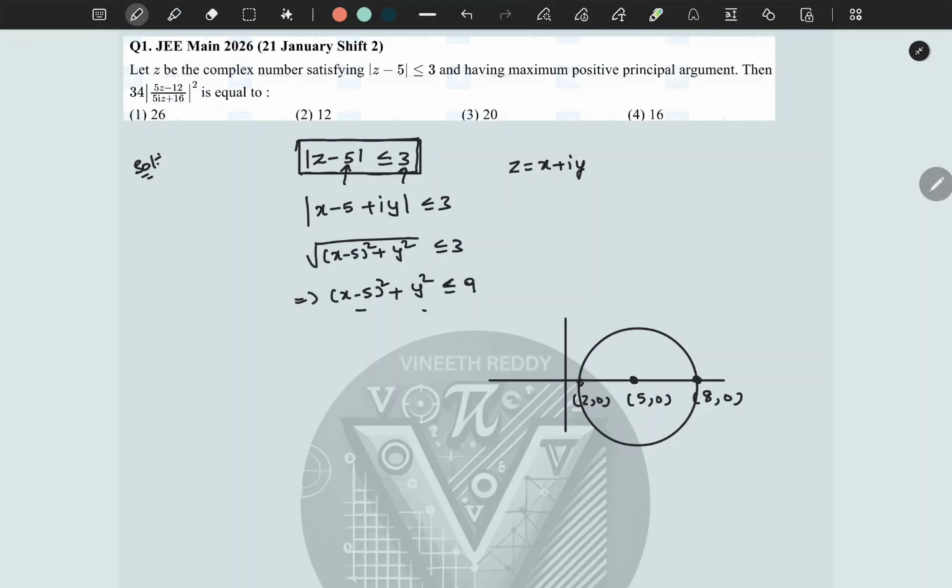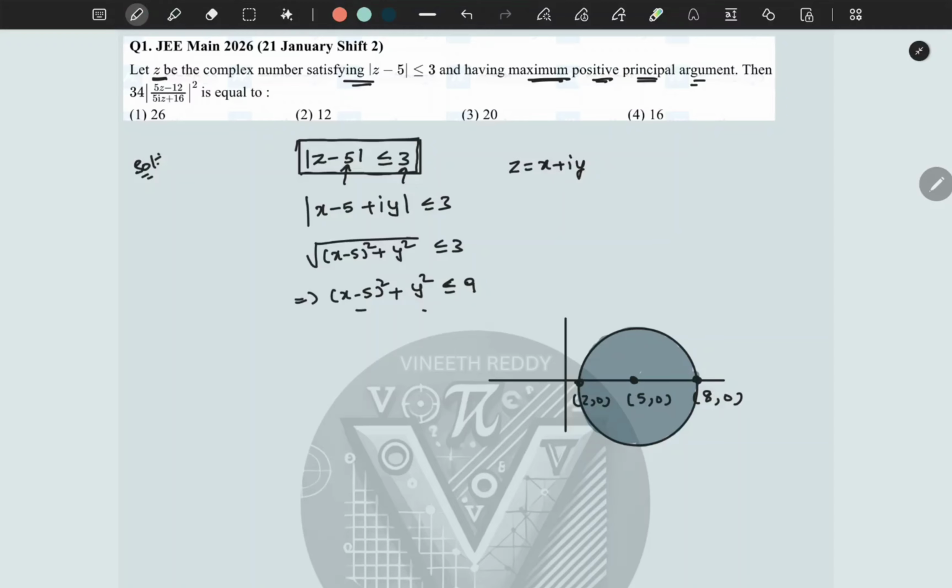Now, the question is: let z be the complex number satisfying this and having maximum positive principal argument. Now, z can be anywhere within this region, on the circle or anywhere inside the circle. Of course, to get maximum positive principal argument, one thing is sure: z should lie in the first quadrant. Now, should it lie on the x-axis?